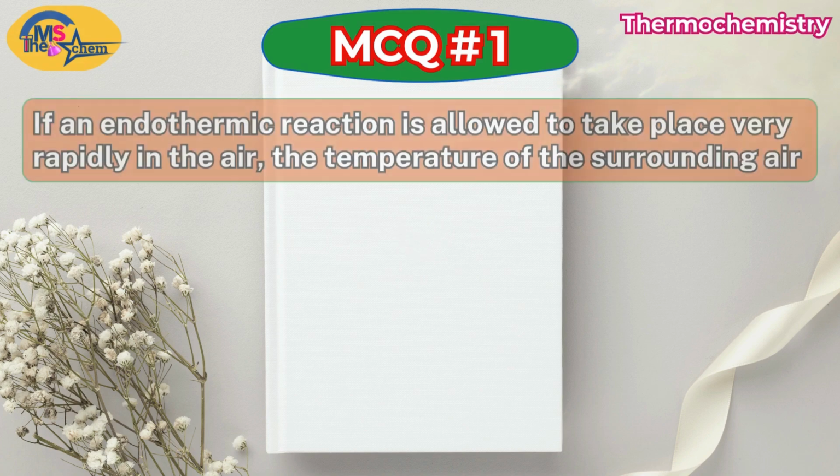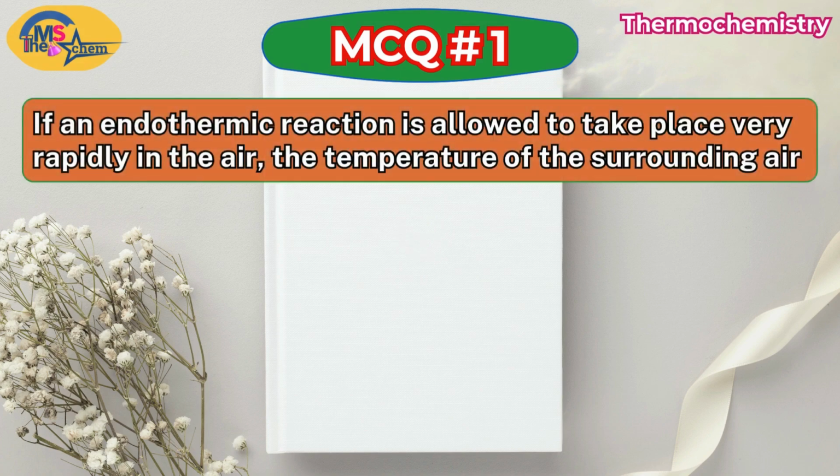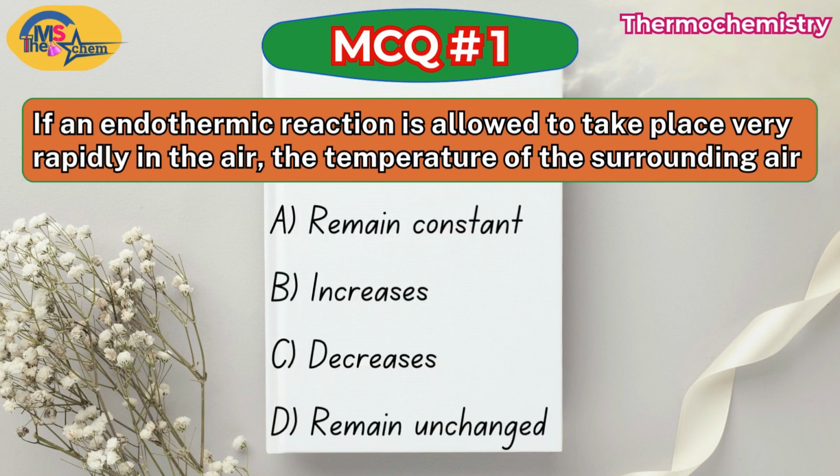Question 1 is, if an endothermic reaction is allowed to take place very rapidly in the air, the temperature of the surrounding air. Here are four options given. You have to choose the most appropriate option. Option A is remains constant. Option B is increases. Option C decreases. And option D is remain unchanged.